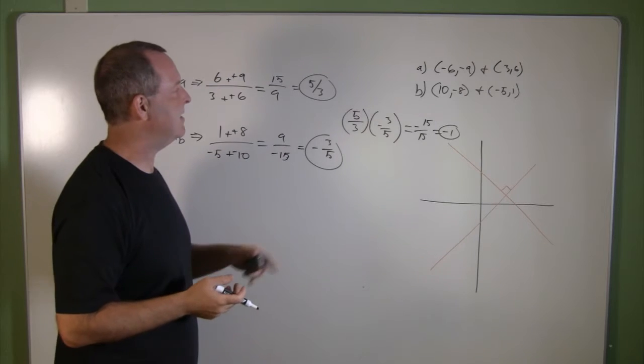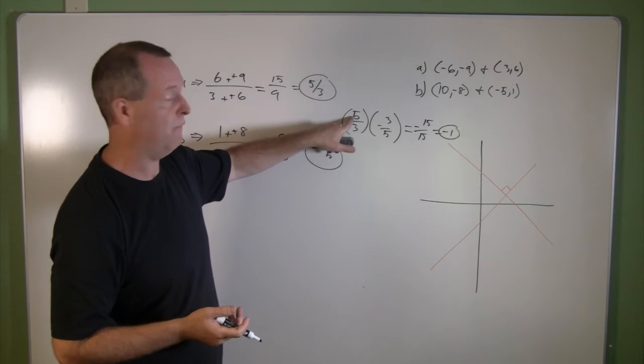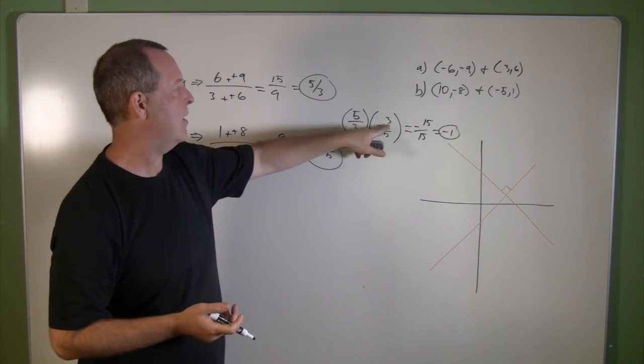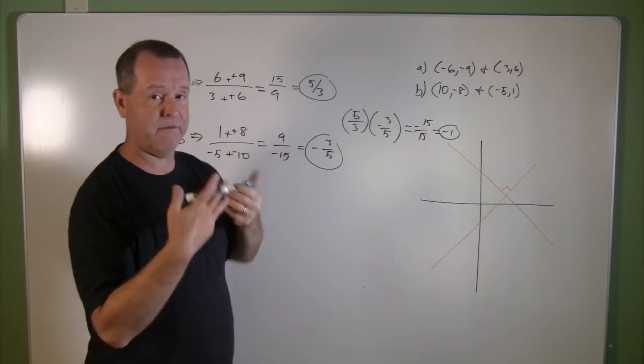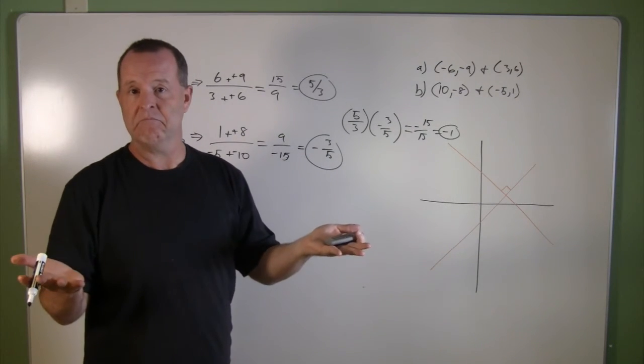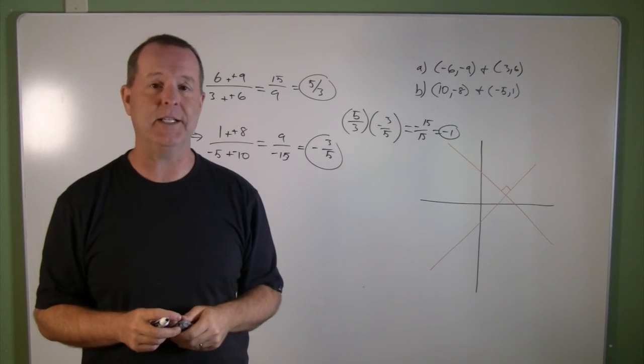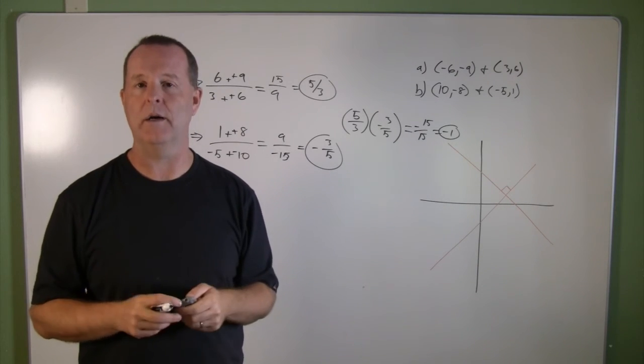And you can kind of get the sense of that. If one slope has a rise of 5 over 3 and the other one has a negative rise of 3 over 5, that tells me that they are going in opposite directions equally fast, or are perpendicular.